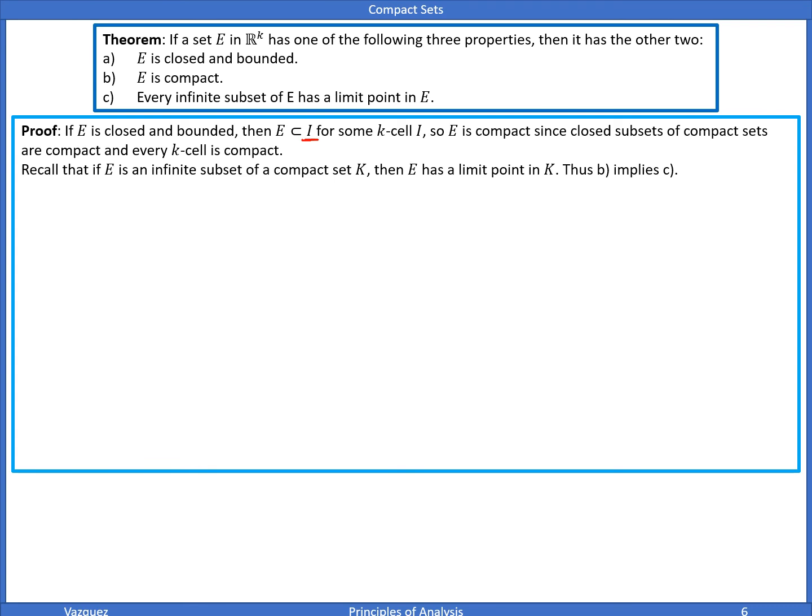Now to show that B implies C, recall that if E is an infinite subset of a compact set K, then E has a limit point in K. And here, how do we know that E is an infinite subset of a compact set K? Oh, because E is a subset of R^k and is compact. Right, so E must have a limit point in K, which therefore means that B implies C.